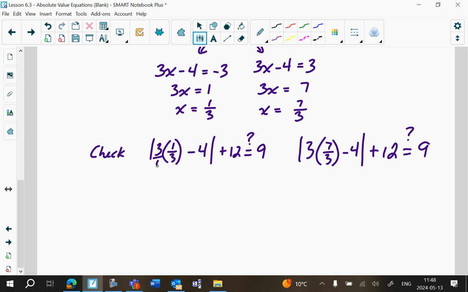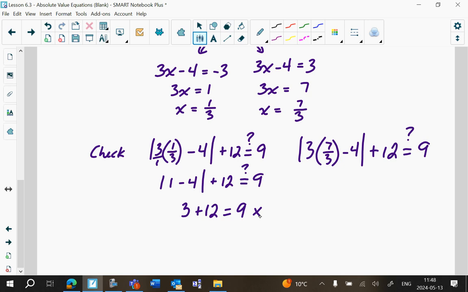So 1 minus, I'm going to write this out in a couple of steps. 1 minus 4 plus 12, does that equal 9? So 1 minus 4 is negative 3. The absolute value is positive 3. Does 3 plus 12 equal 9? I think we can pretty much establish that's a no. We don't have to go any further. I think we can see that's obvious.